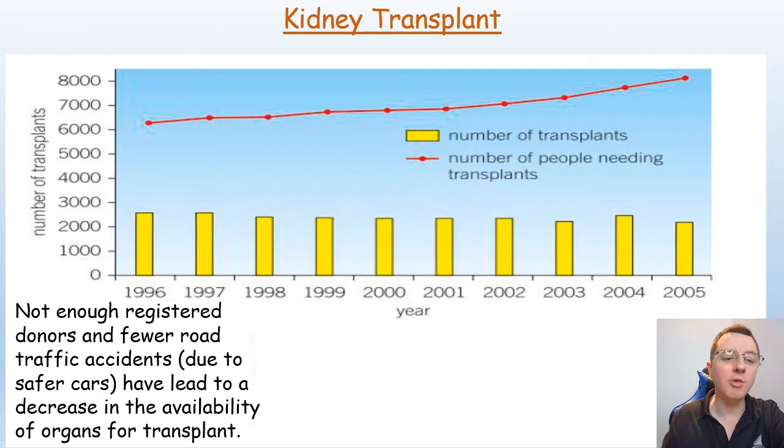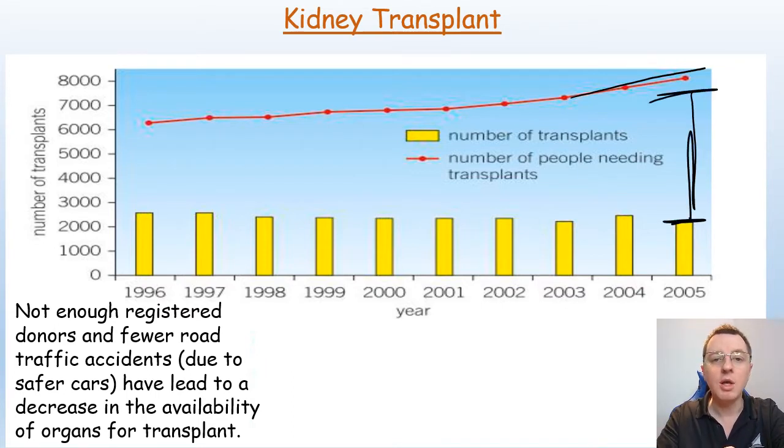You can see on this graph that not enough registered donors and fewer road traffic accidents due to safer cars have led to a decrease in the availability of organs available for transplant. You can see here that the number of people needing transplants is increasing, but the number of transplants that are being carried out is remaining rather stable, so there is a large gap between the two. So obviously carrying a donor card is a very important thing, so that if the worst does happen, then somebody else might benefit from one of your kidneys.